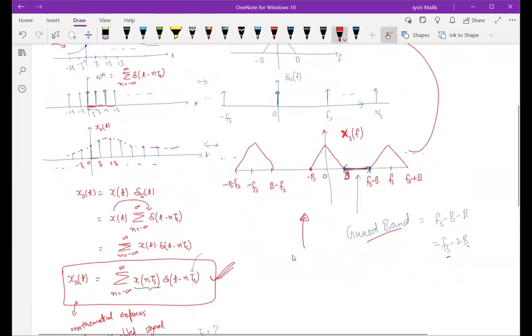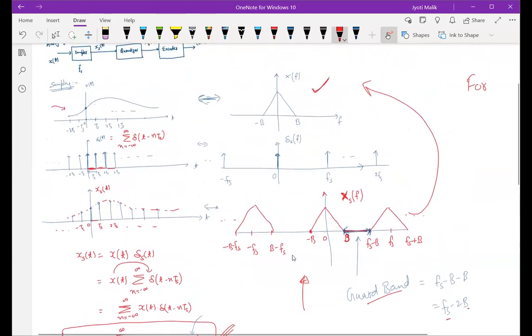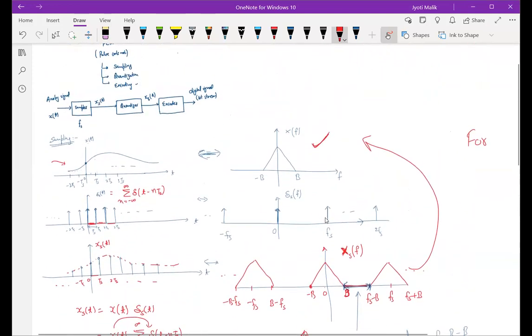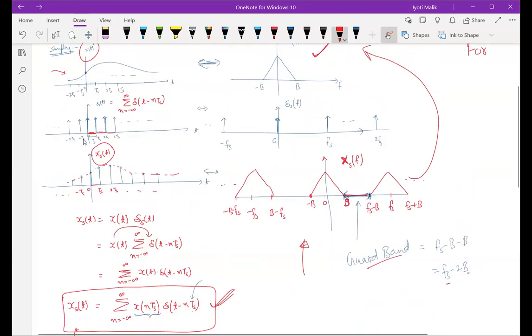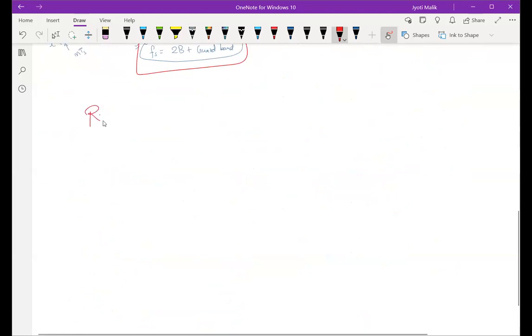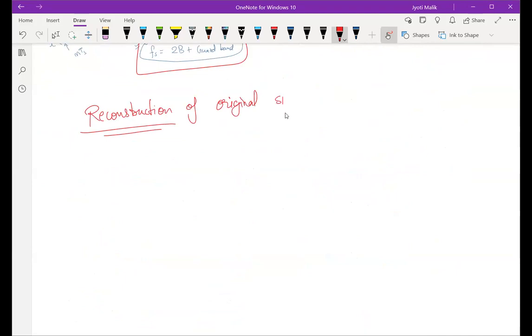The next type of problems can be based on reconstruction. This was the whole sampling: we converted analog to digital. From here, we have reached here. Now the next process is coming back. From this, if you have to go back, what is to be done? Reconstruction of the original signal. For that, we use a low pass filter.